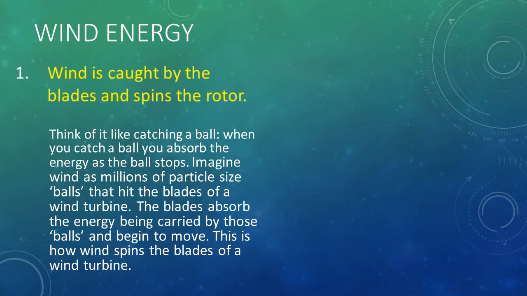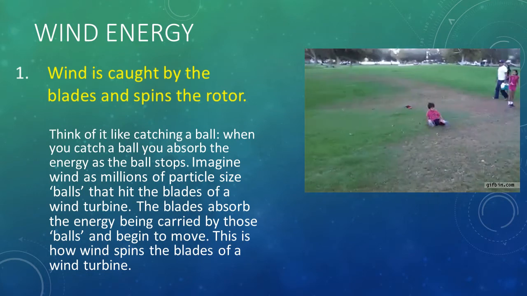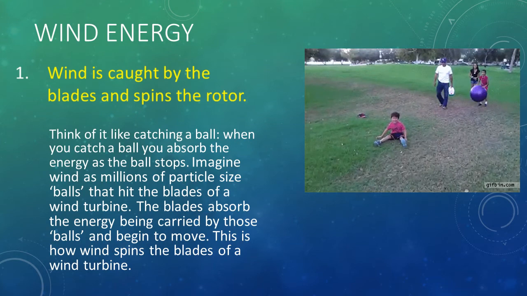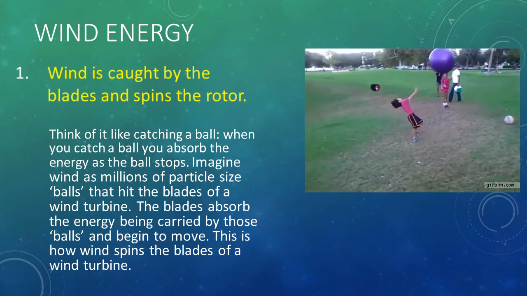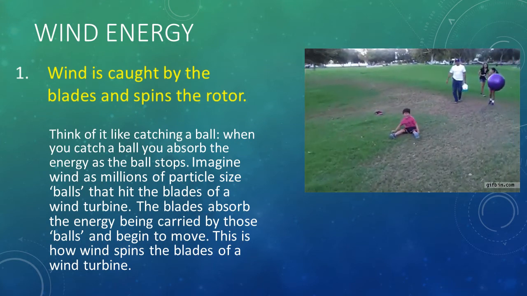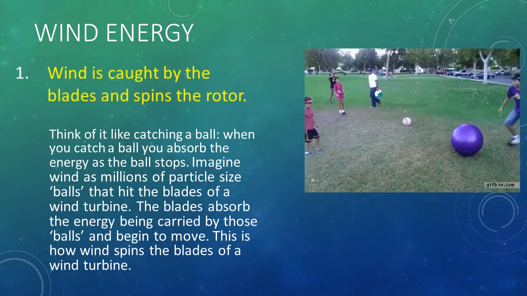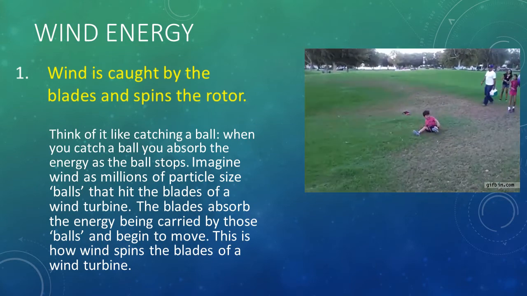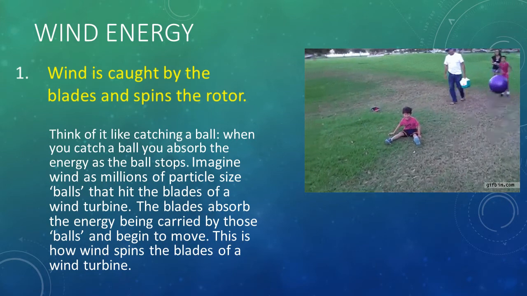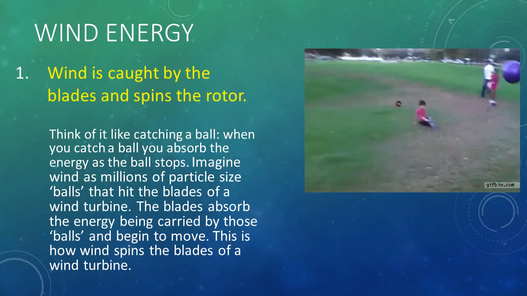So, for a little comic relief, think about absorbing the energy of a moving ball. Kind of like this. Woo! There we go. So what's happening is the energy of the ball moving is absorbed by the little boy, causing him to fall down. Now, we want to consider this in terms of wind, okay?